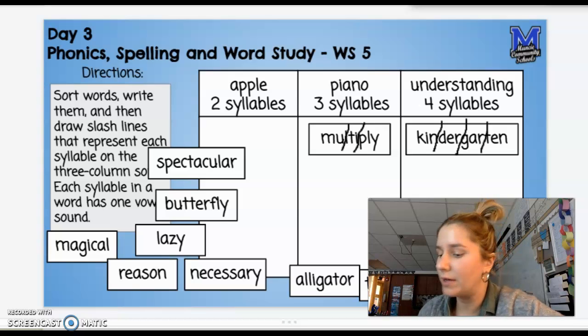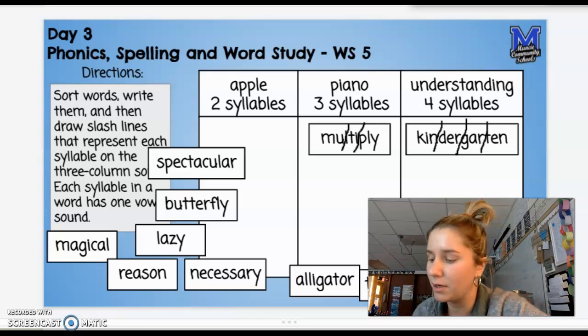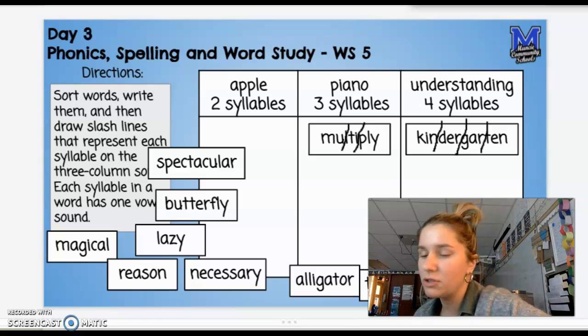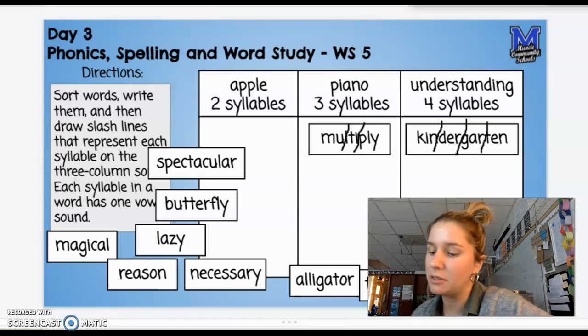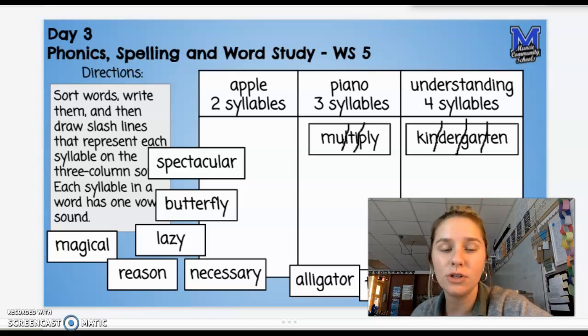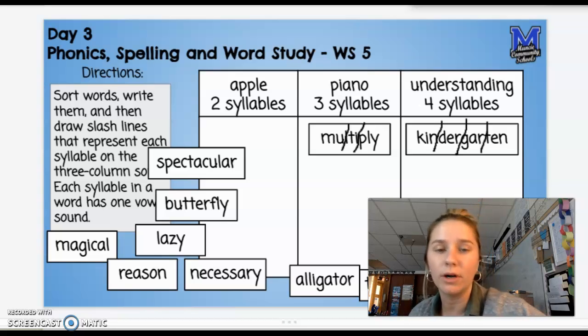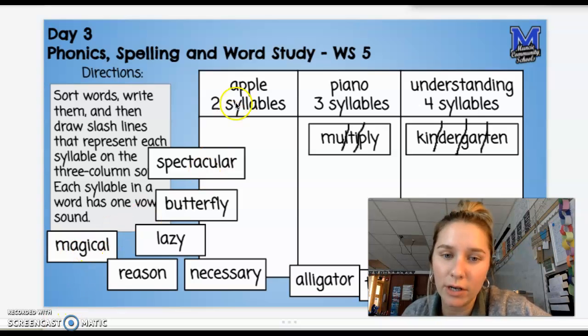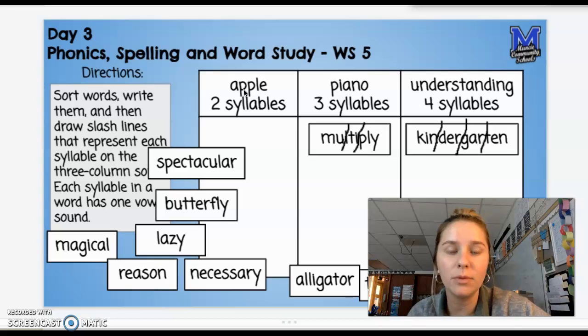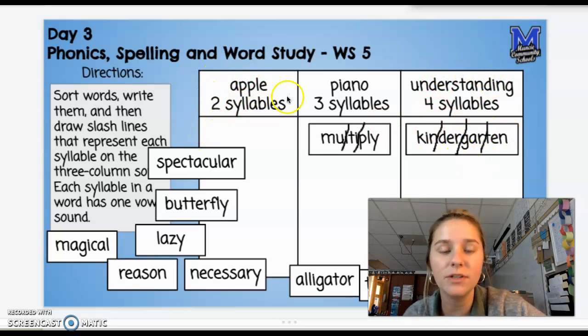Today for PWS, you are going to sort some words by the number of syllables that they have. First, you will read each word, then you'll clap the syllables, then you'll sort by the number of syllables, either 2, 3, or 4. And as you look at my chart here, I have a column just for words with 2 syllables. I have a column for words with 3 syllables, and I have a column for words with 4 syllables.